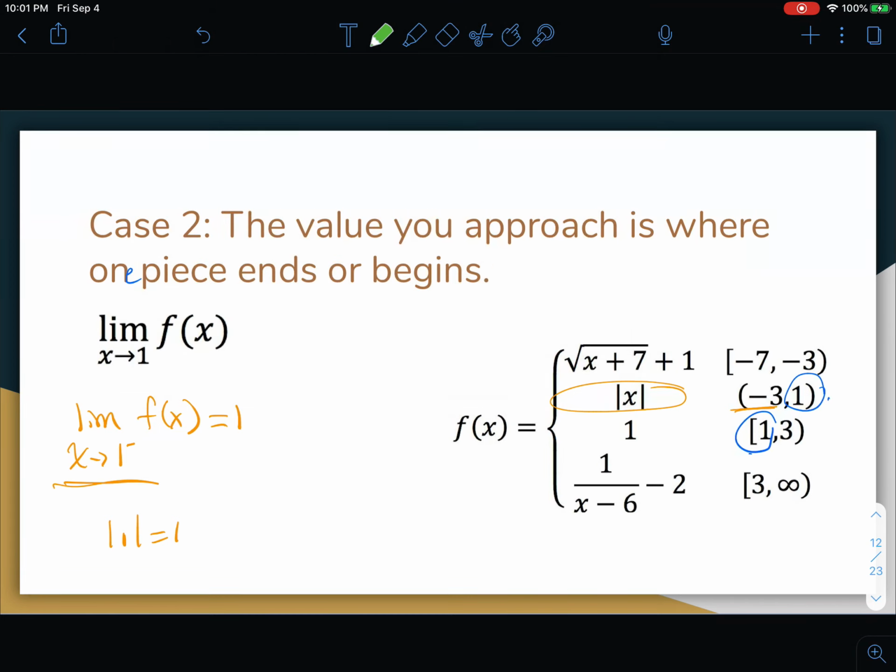Okay, now the right-sided limit. We want the limit as x approaches 1 from the right of the same function. We're looking here because look at where the values would be.